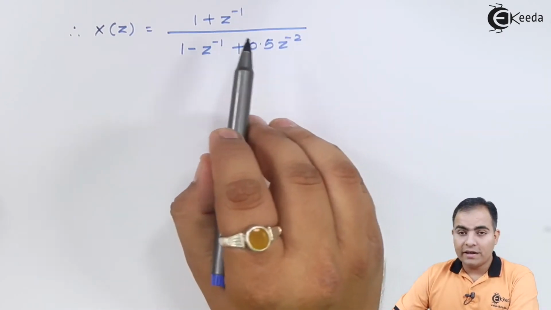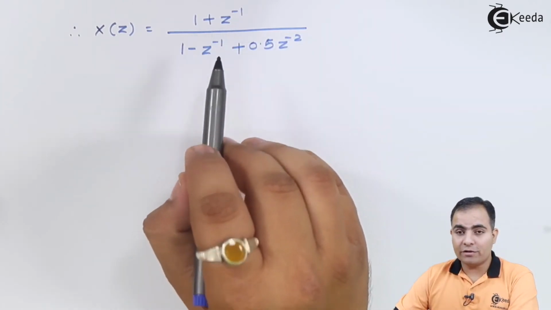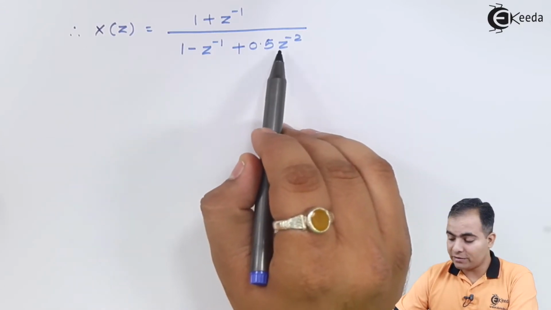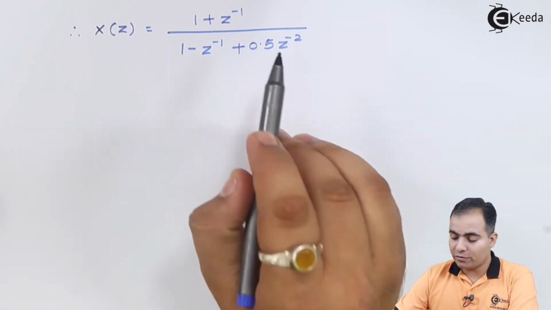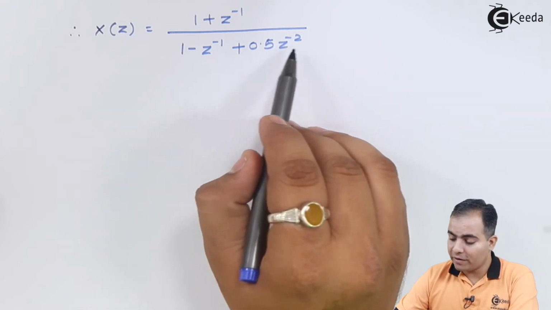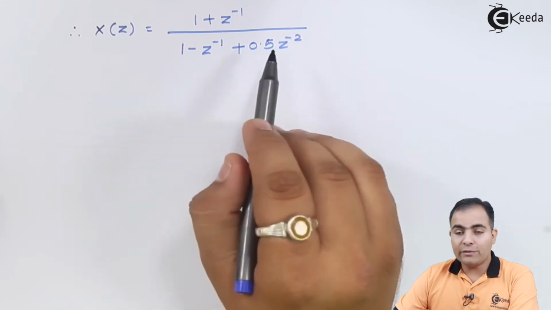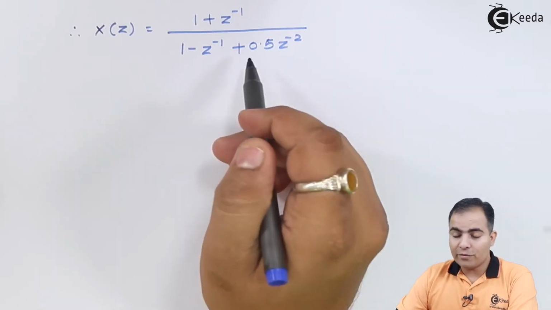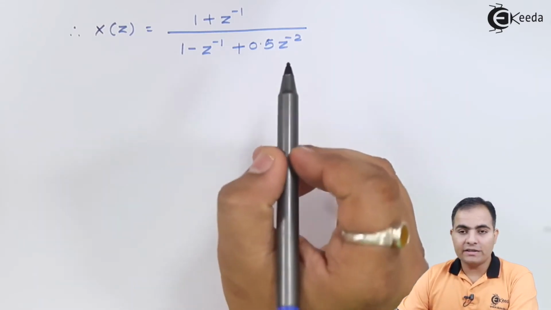Now, here I said I'm going to multiply numerator and denominator by z square, because the lowest power of z in the denominator is z to the power minus 2. So, to write this equation in the positive order of z, we have to multiply the whole numerator and denominator by z to the power 2.